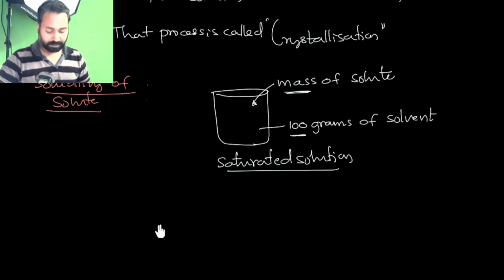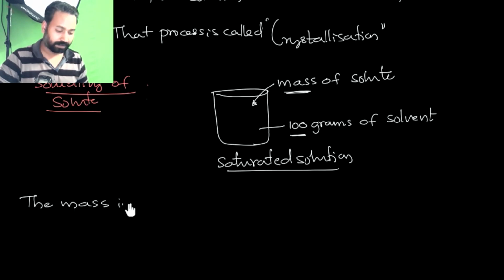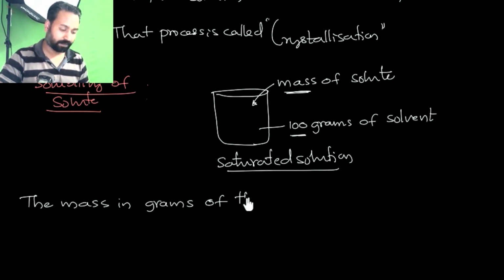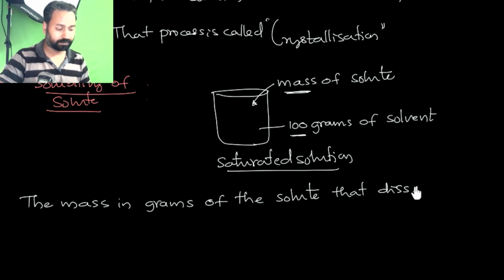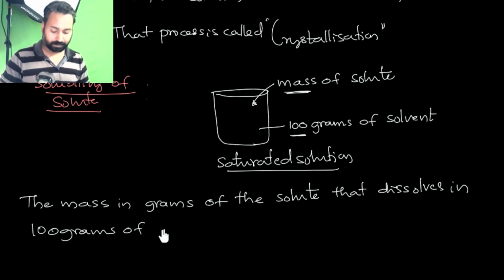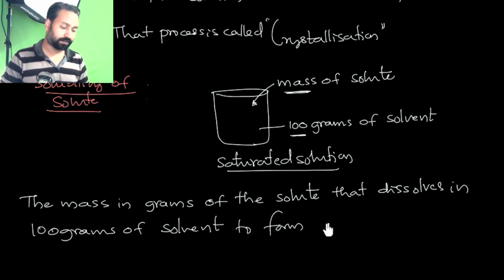This is how we are going to define it. We can define it as the mass in grams of the solute that dissolves in 100 grams of solvent to form a saturated solution. Hope you understood this part, students.